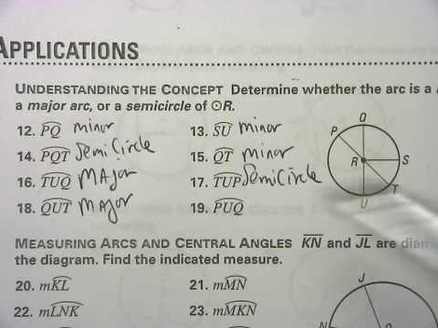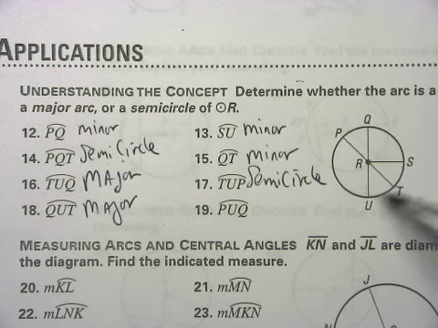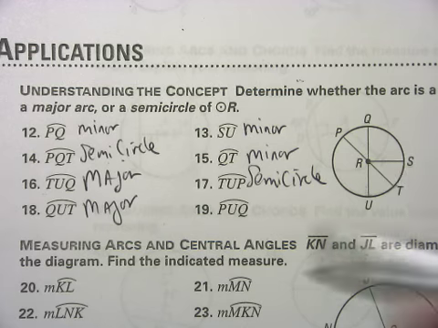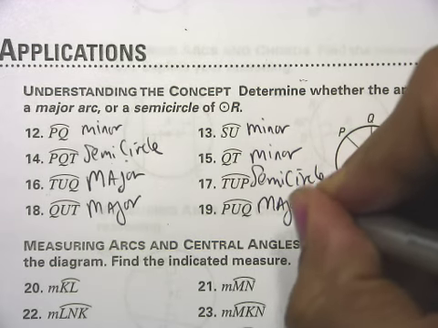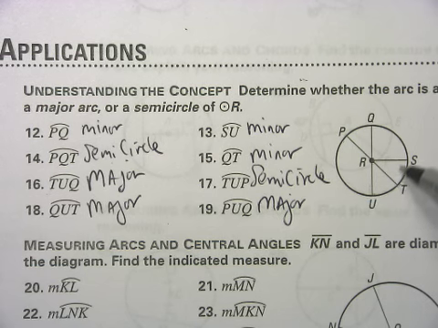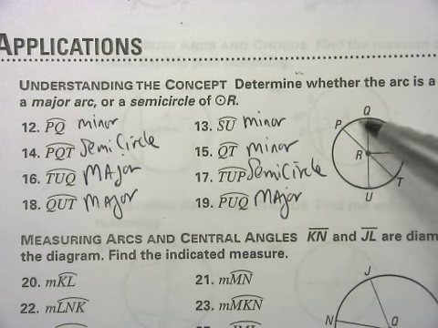Let's take a look at number 19. Arc PUQ. PU to Q. We can see here from PU to Q, that's almost the entire circle. So again, we have a major arc. From P to U all the way to Q. We're doing all this out here and we're just leaving out arc PQ.